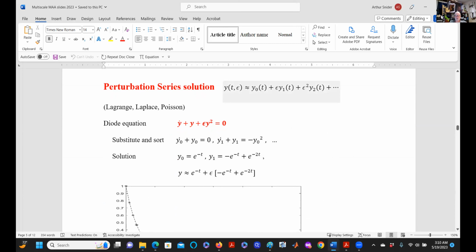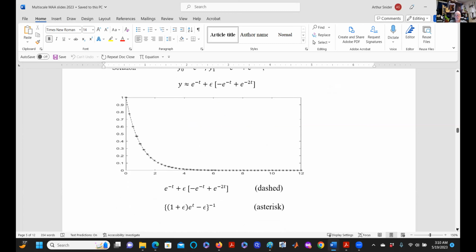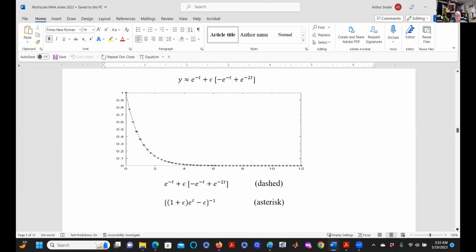You express the solution as a trial solution looking like this, and now you just plug this into the differential equation, and the terms naturally gather in terms of powers of epsilon. This is the epsilon to the 0 term, this is the epsilon to the first term, and when you take just these 2 approximations, you get a very good fit to the exponential function.